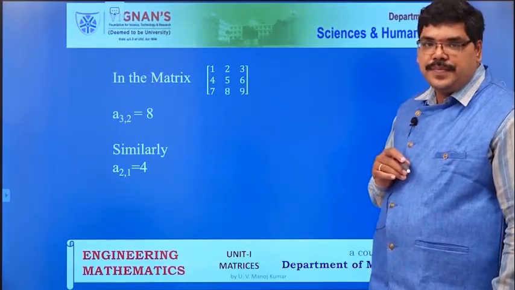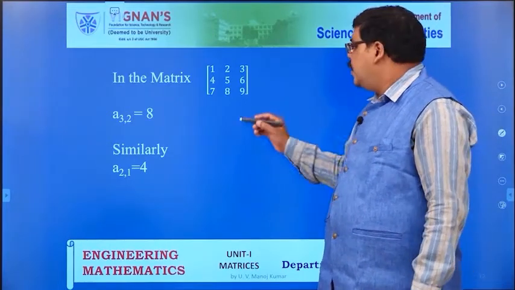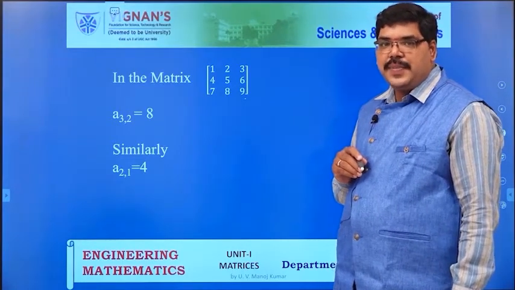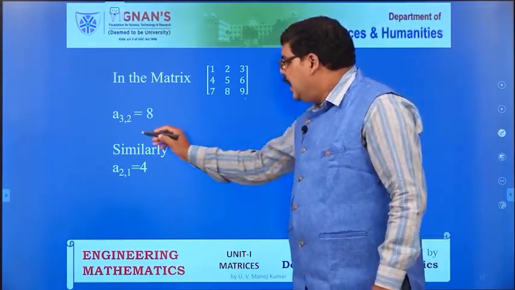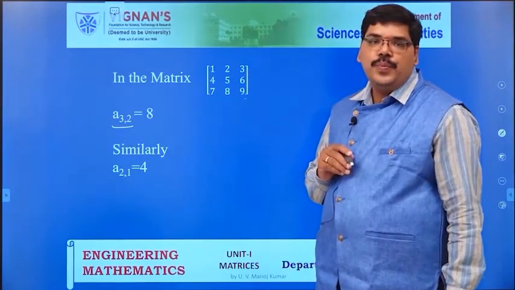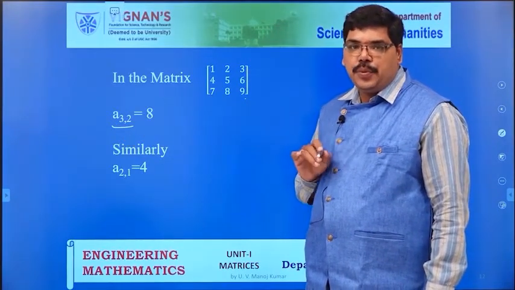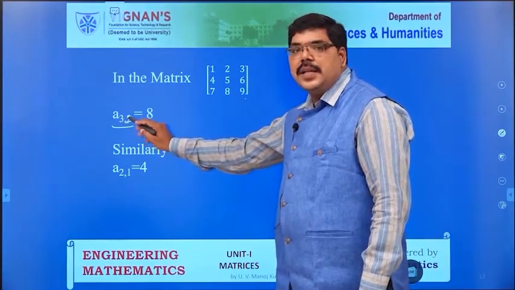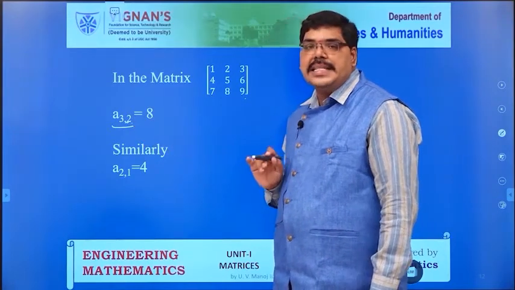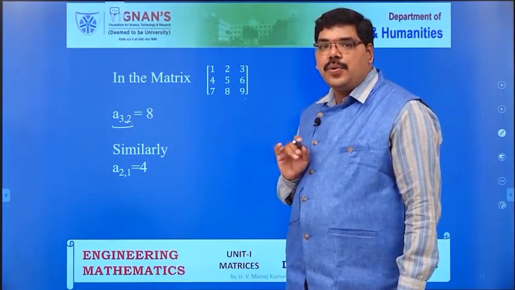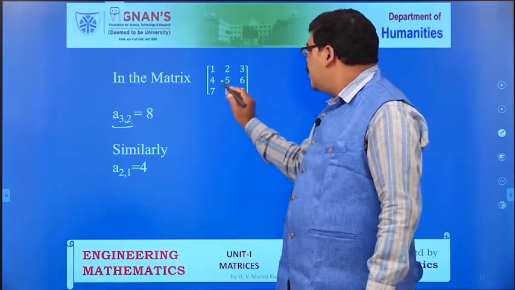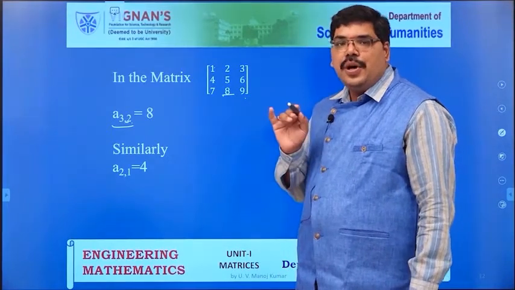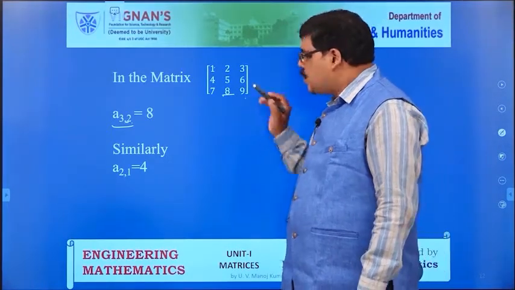Here are the examples. Here there is a matrix which is of size 3 by 3. In this matrix, A32 denotes which element? 3 stands for third row, 2 stands for second column. So third row, second column, 8. So A32 equals 8.